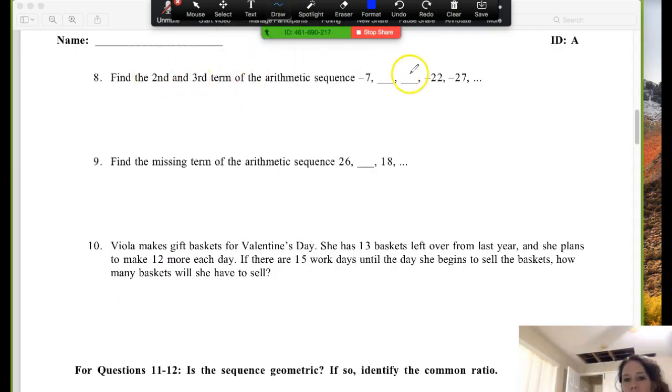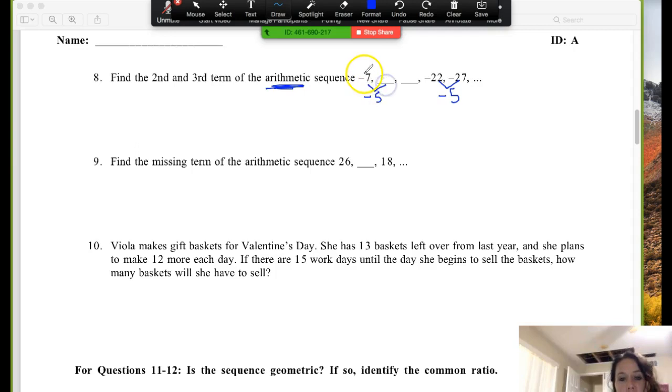Okay, find the second and third terms of this arithmetic sequence. Since it's an arithmetic sequence, to get from here to here, I can see what the common difference would be because I have 2 in a row. So I'm going to go negative 27 minus 22, and I can see that difference is negative 5. So to get from here to here, I subtract 5. So to get from here to here, I'm going to subtract 5.